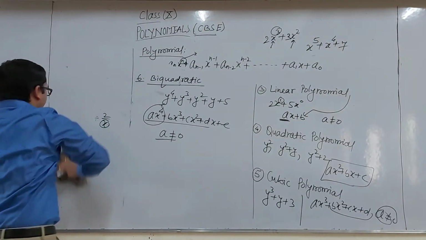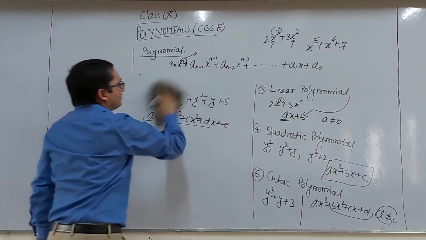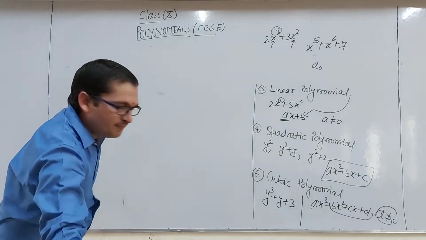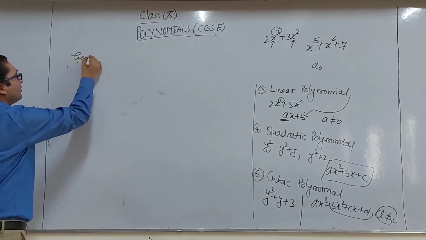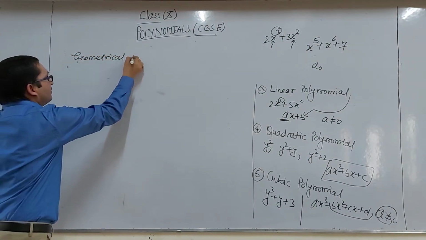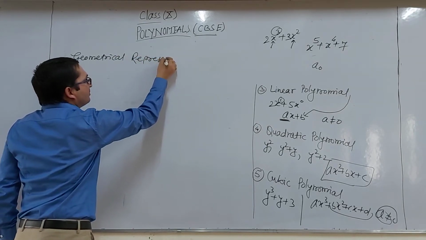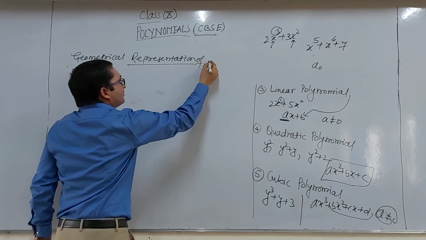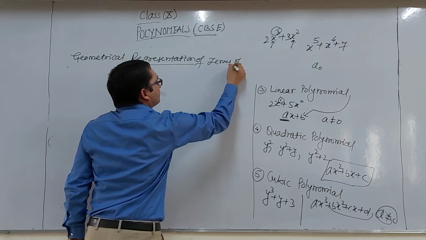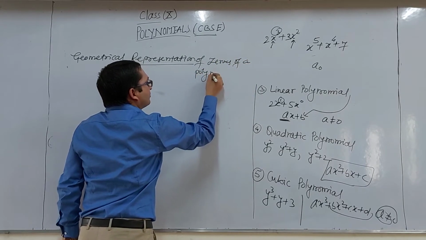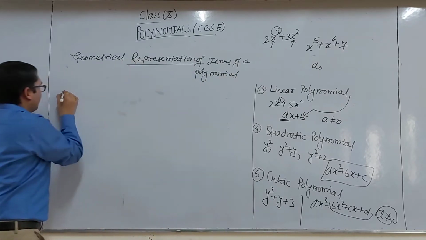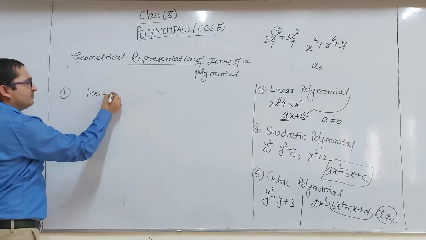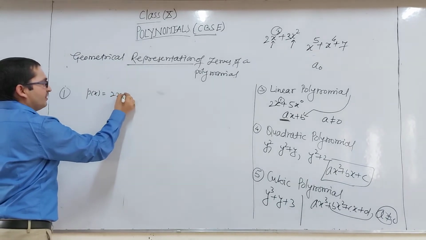Now the next point, geometrical representation of zeros of a polynomial. I am taking the linear polynomial first. Take any polynomial, p(x) is equal to 2x plus 3.